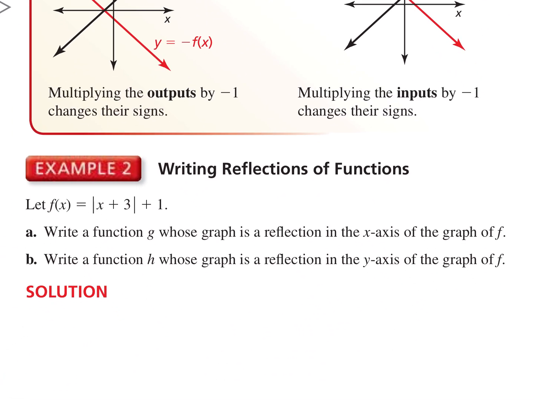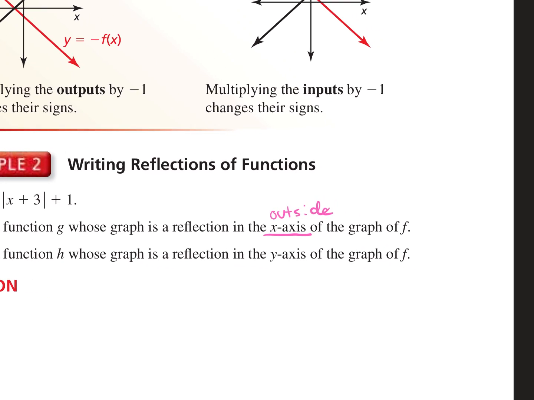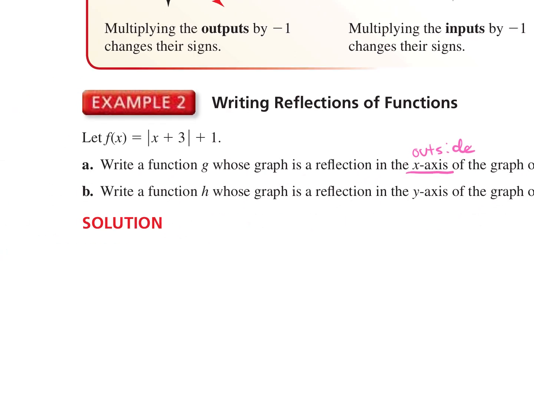So let's look at example 2. We want to write a function g whose graph is reflected in the x-axis of the graph of f. So x-axis, is that inside or outside? Outside. So outside means that the whole thing gets multiplied by a negative. So I'll write that down here. We have the absolute value of x plus 3 plus 1. So here, the whole thing gets multiplied by a negative, or -1.